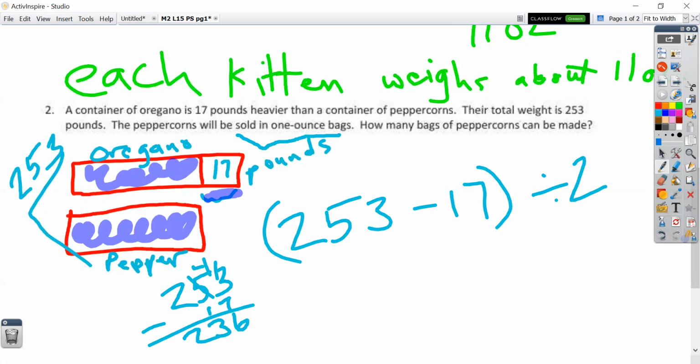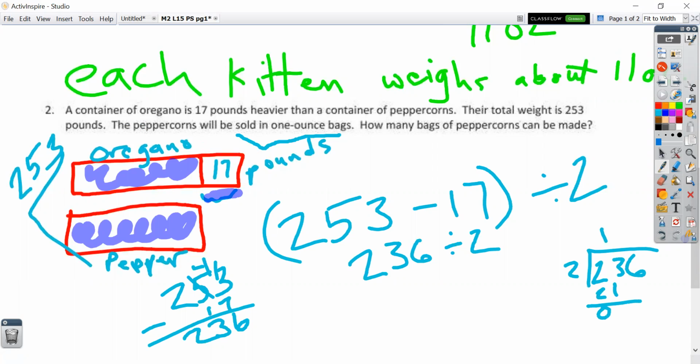So I see that it's 236, and then we're going to divide that by 2. Ooh, can't do that one in my head. So let me just go ahead and do my long division here. I know one group of 2 will come out of 3. And then that's 6. Okay, so I know it's going to be 8 groups, no remainders. So our quotient should equal 118 pounds. So we know the peppercorn is 118 pounds.